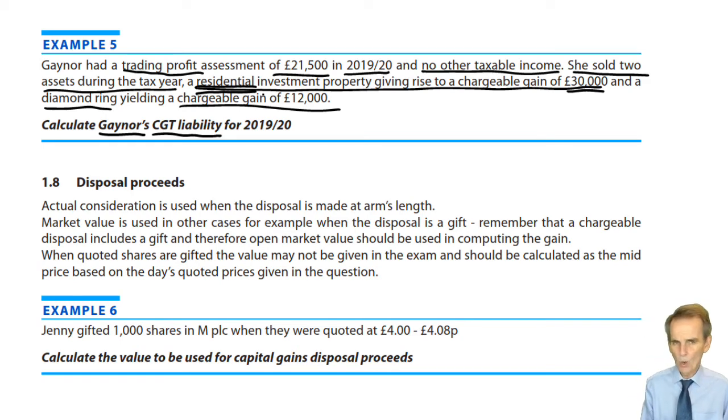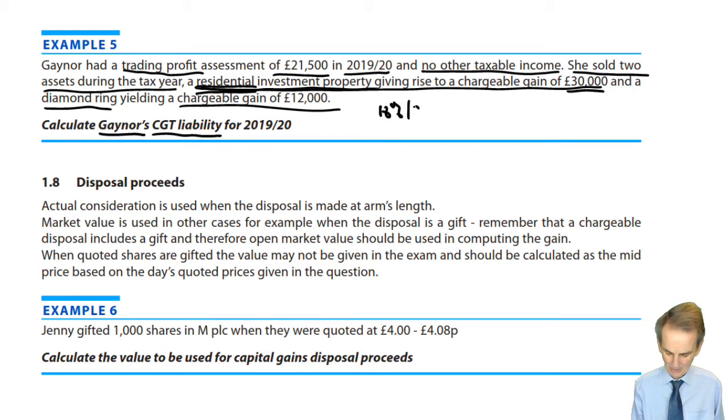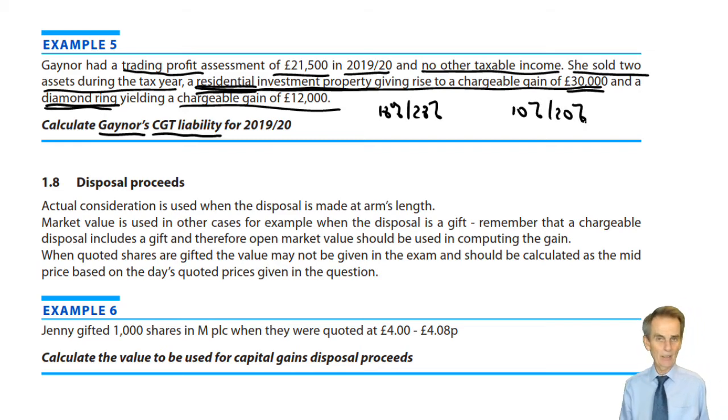Now, there's not just one gain, there's 2. In relation to the residential investment property, we know that there is basic rate band available. You are still to compute that figure. But you then know that residential property would have 18% and 28% rates applicable to them for any remaining available basic rate or any higher rate thereafter. And we've got a diamond ring, which is just an other asset. And of course, on that, we'd be talking about 10% and 20%.